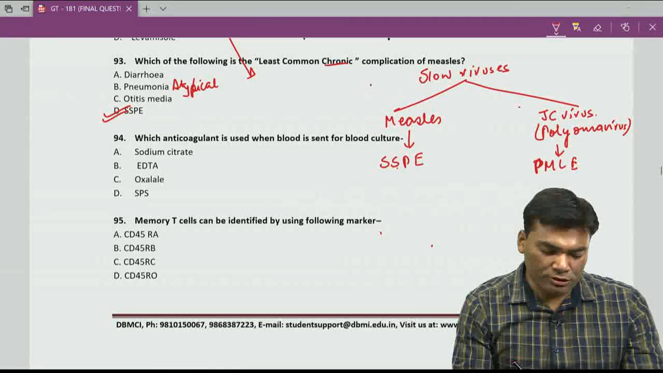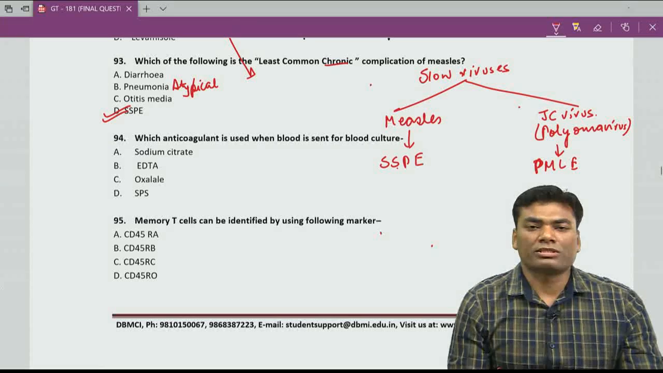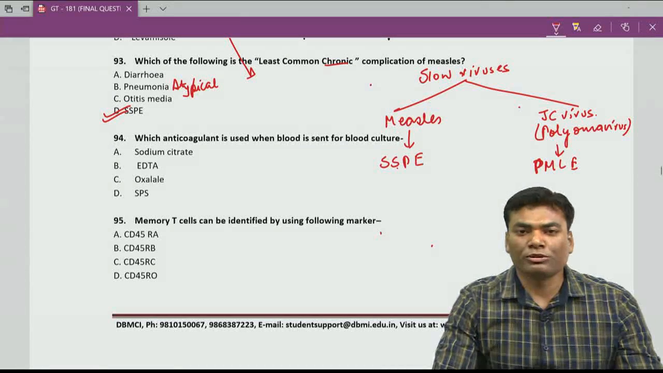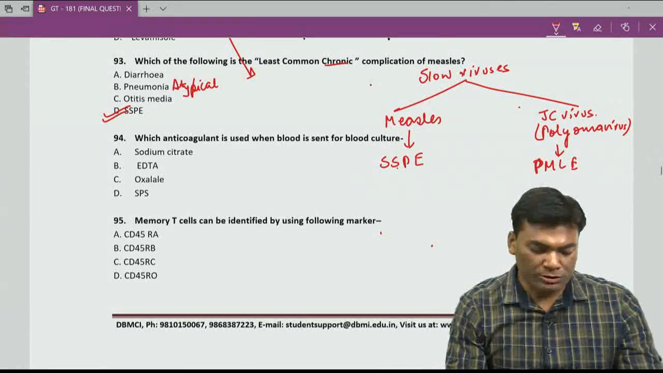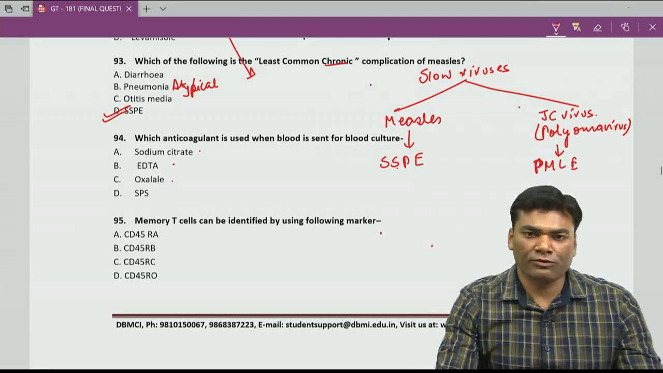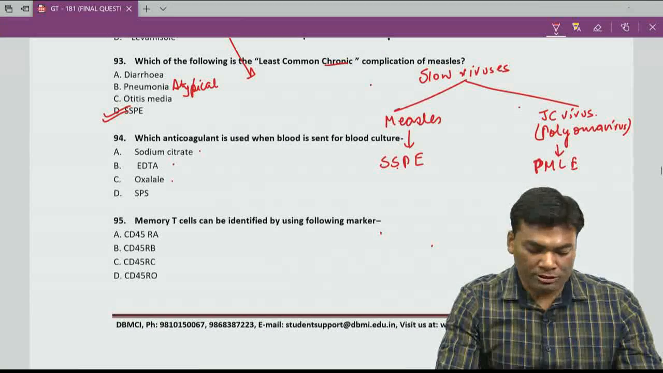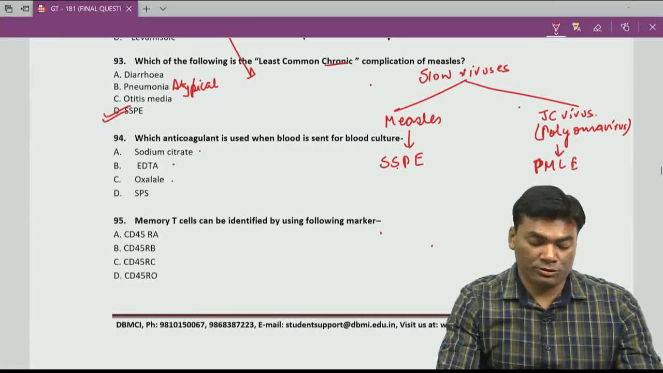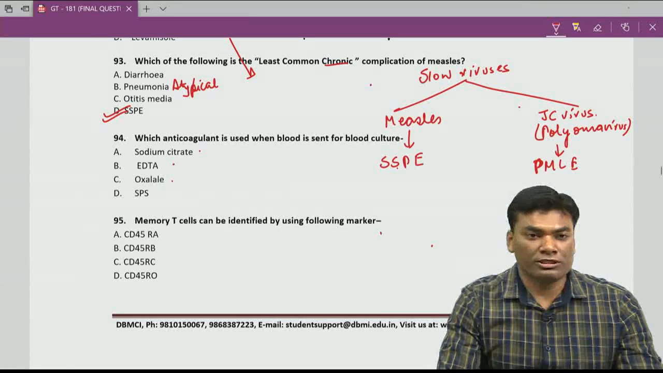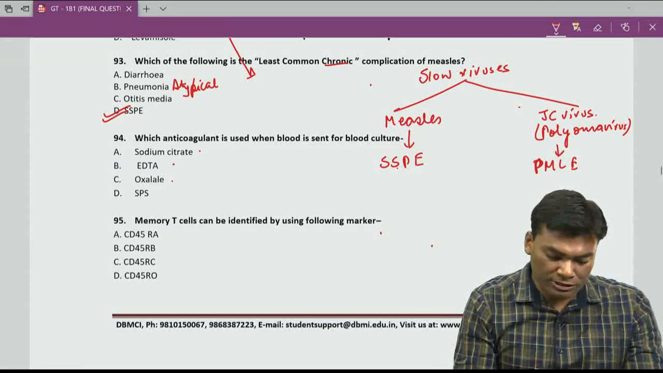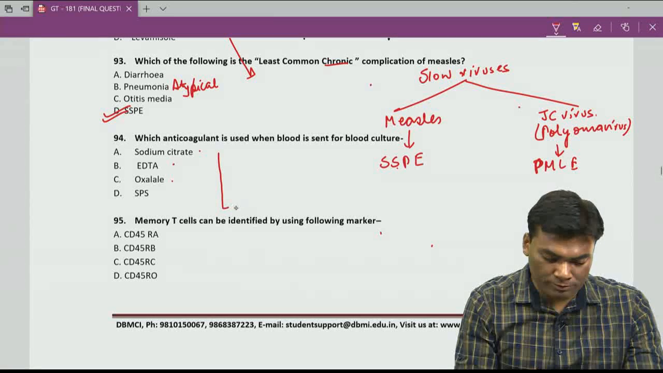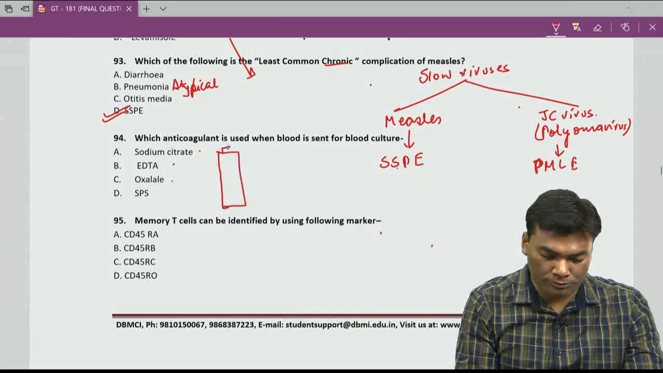The next question is, which anticoagulant is used when blood is sent for blood culture? Now, you must have known about vacutainers, which have sodium citrate, EDTA, oxalate, and they have various functions, right? But there's a big difference here. Blood culture is not done in a vacutainer. Blood culture is done in a bottle. This is known as a blood culture bottle.